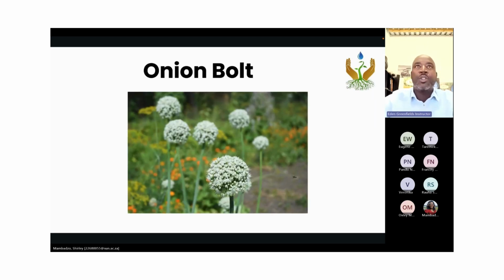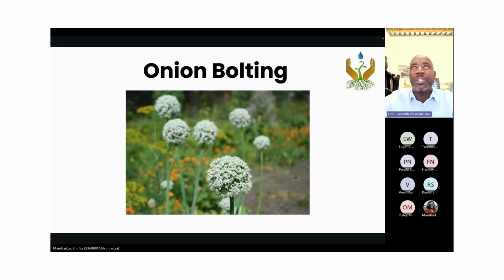Right. So we talked about bolting. I'm sure some of you who have visited a garden, a farm, or who have grown onion have actually seen onion leaves having flowers. So like I said, this is what we call bolting.